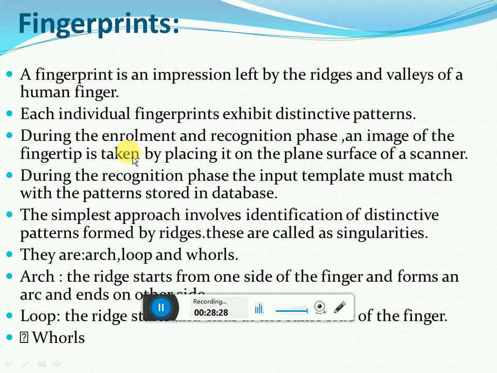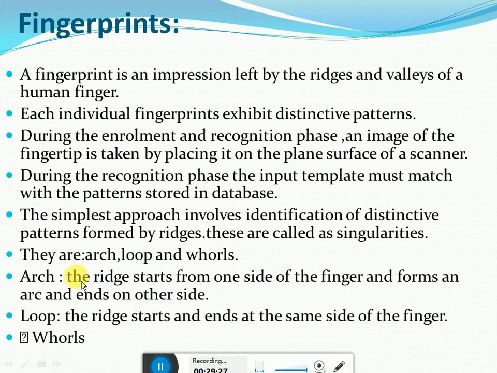Let us discuss two case studies. One is fingerprints and the second one is iris scan. Let us talk about fingerprints. A fingerprint is an impression left by the ridges and valleys of a human finger. Each individual finger exhibits a distinctive pattern. During the enrollment and recognition phases, the image of a fingerprint is taken by placing the finger on a scanner. During the recognition phase, the input template must match the pattern stored in the database. The simplest approach involves identification of distinctive patterns formed by ridges, and these are called singularities. They are arch, loop and whorls.